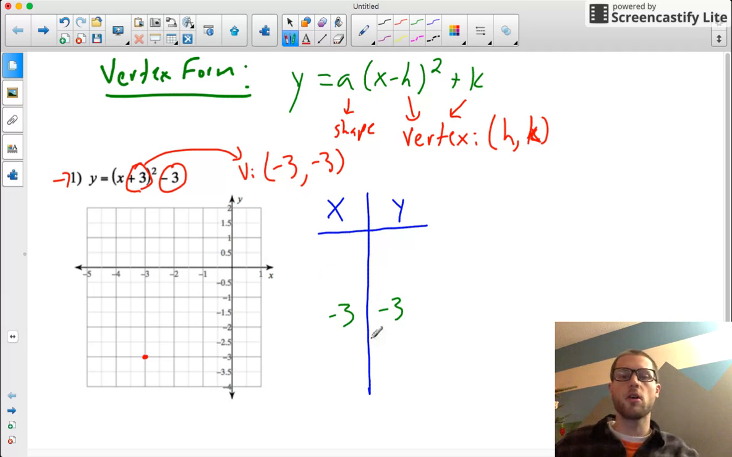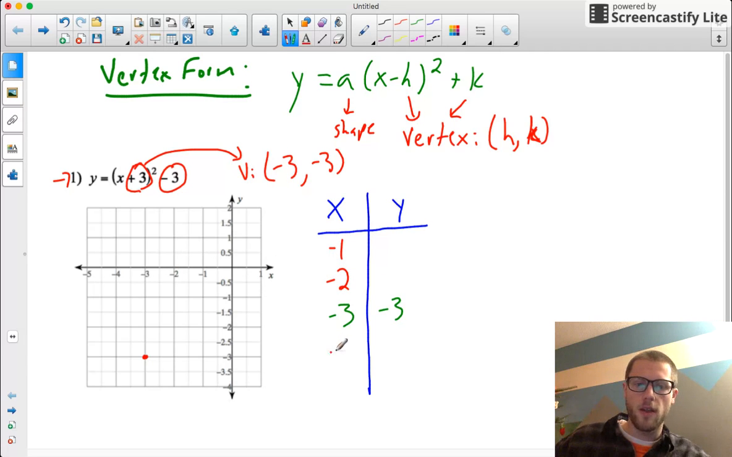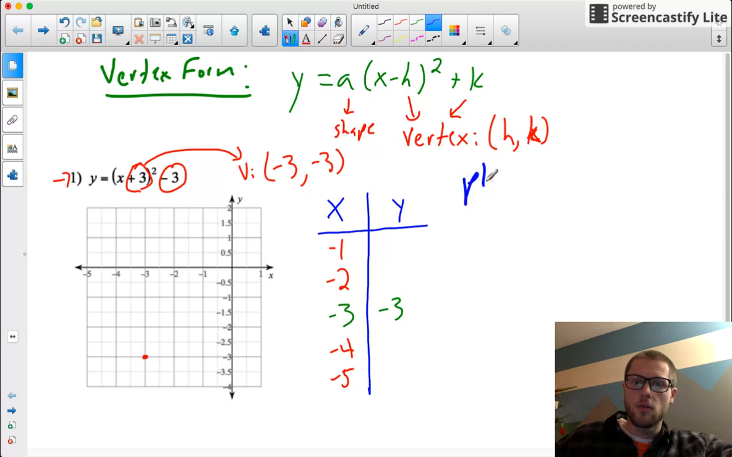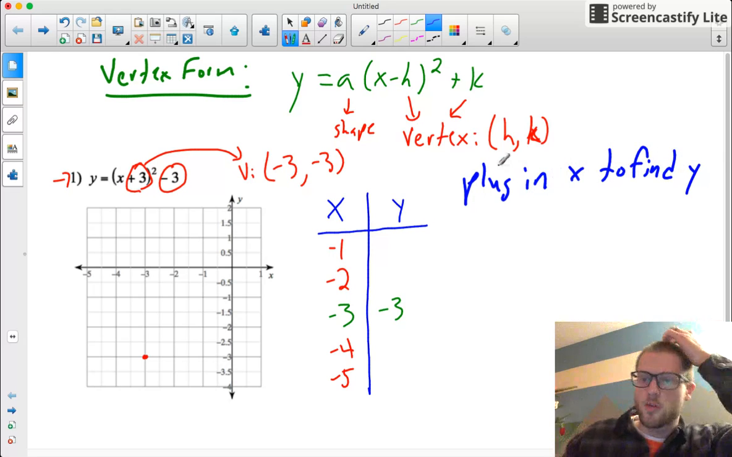Okay, and then from here, since I have my central point of the table, now I gotta take a couple points to the left on the x and a couple points to the right. So let's see, a couple points to the left would be -2, -1, or I guess that's to the right, but doesn't matter. And then I have -4, -5. So here I've filled out a couple points on either side of my vertex, and to find the y's, all I need to do is plug in my x values to find my y.